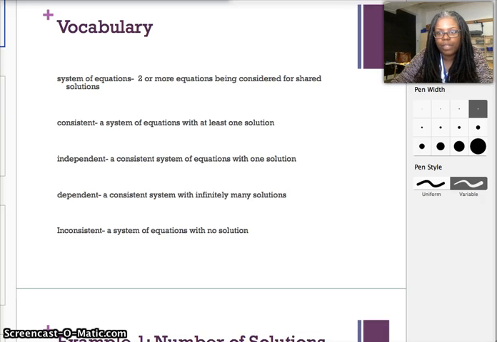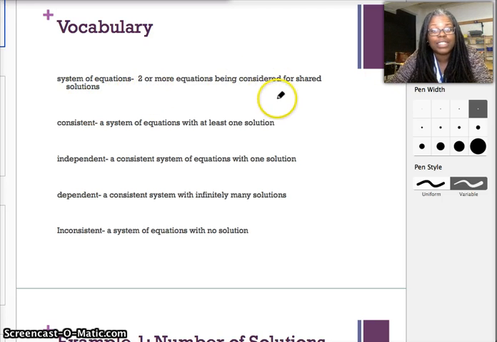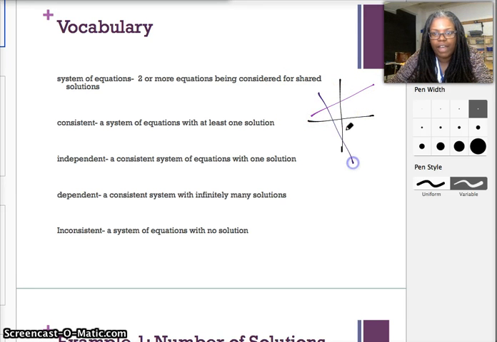The first thing that we're looking at over here is the concept of systems of equations. It's two or more equations being considered for shared solutions. So for instance, if I have this graph here and I have one equation, I graph it like that. The next equation, I graph it like that. These two equations could be considered for where they might be equal, and they are equal where they intersect, meaning they have the same xy value that satisfies both equations.